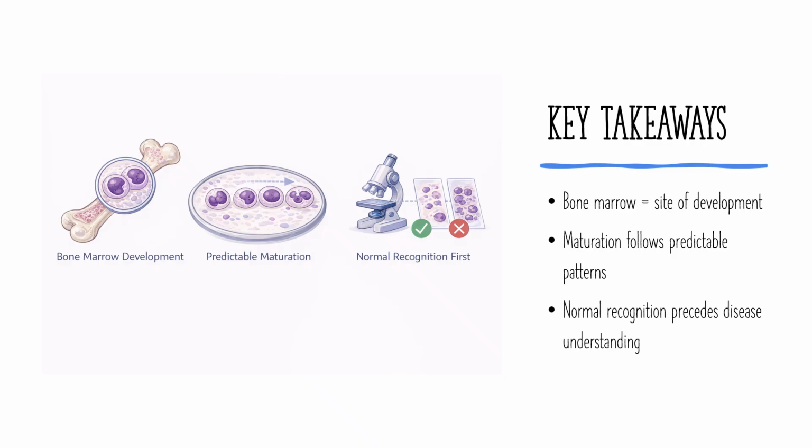Third, and this might be the most important concept, normal recognition must come before disease understanding. You cannot identify abnormal maturation if you don't deeply understand normal maturation first. Pathology is deviation from baseline. So every time you study normal morphology, you're actually training your diagnostic brain for future clinical interpretation. This is why foundational morphology matters so much in laboratory education. You're not just learning cells, you're learning how to recognize when biology breaks its own rules.